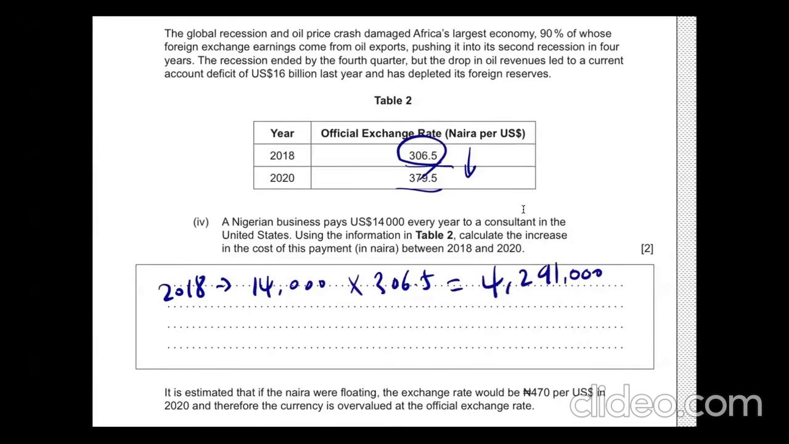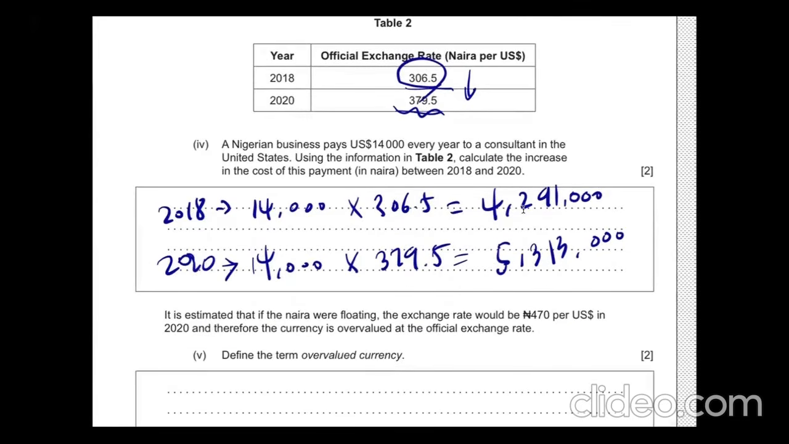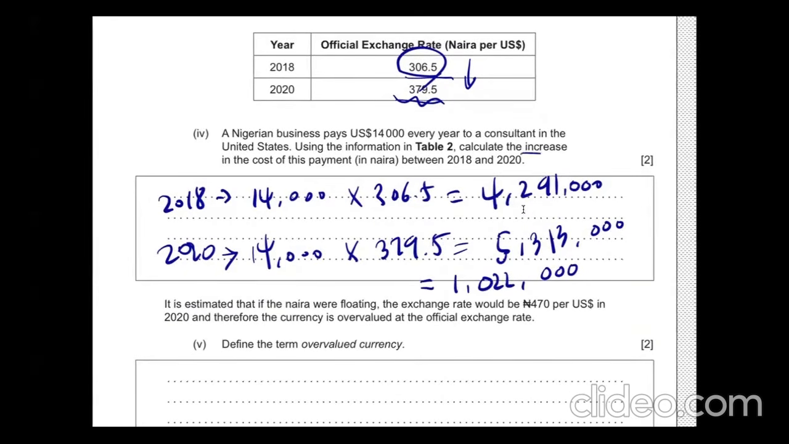However, the Naira value is decreasing. In 2020, you technically have to pay more, even though it looks like the same in US dollar value. So the same 14,000 multiplied by the new exchange rate, 379.5. And actually you're paying 5,313,000. So you find the gap between these two, which is going to be about 1,022,000. Yeah, that's the increase in the cost of this payment.